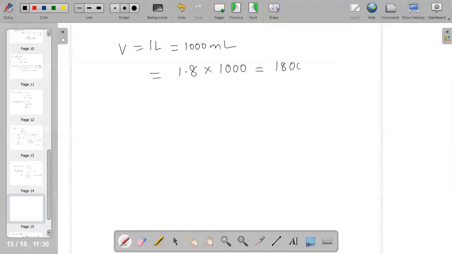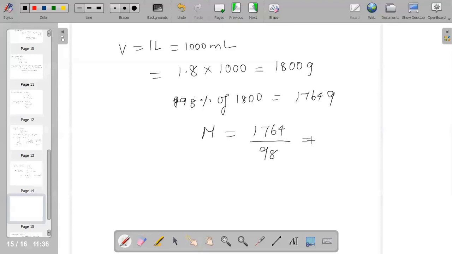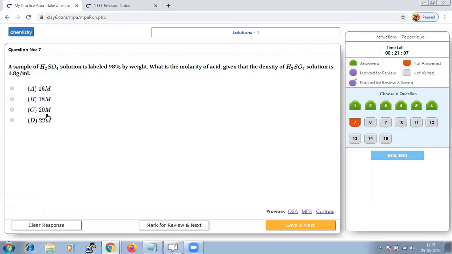So you'll get 1800 gram, and the mass of the solute is 98% of 1800, which is around 1764 gram. Of course, you can then calculate the molarity as 1764 divided by 98, which is around 18. So let us see, it should be 18 M. Let us save that and go to next.